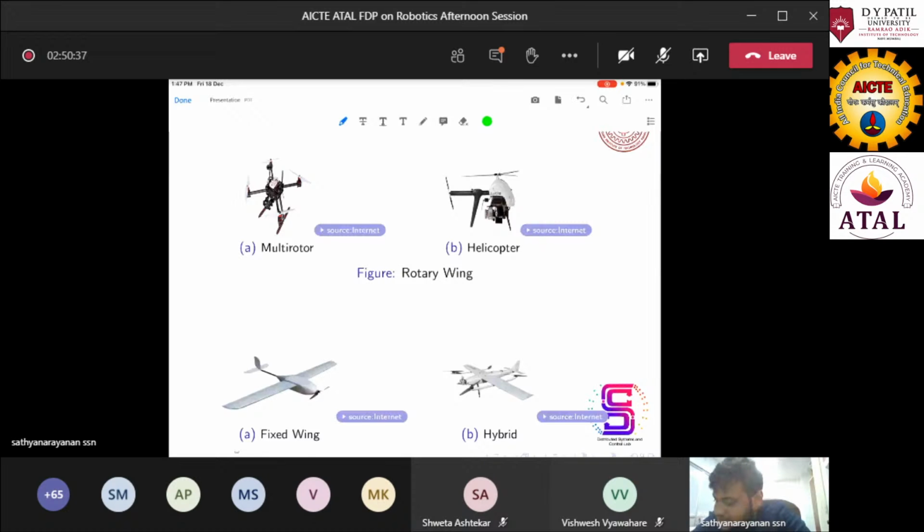Rotary wing is again classified into two main types: one is multi-rotor, and the other is helicopter, or single rotor.